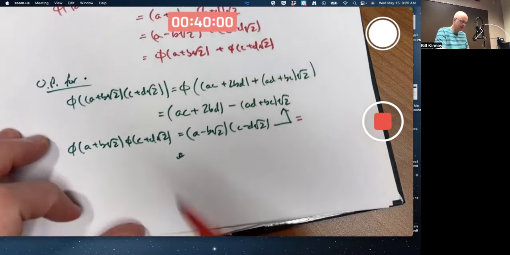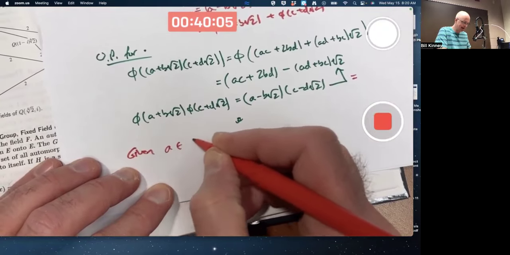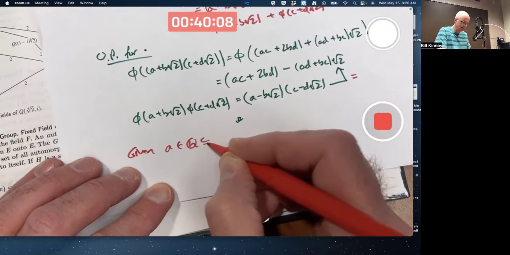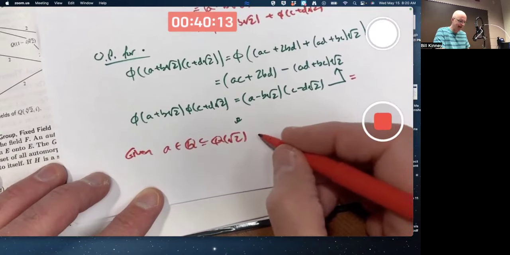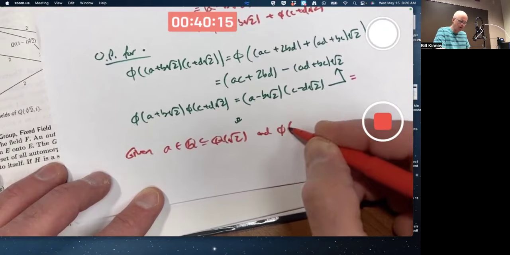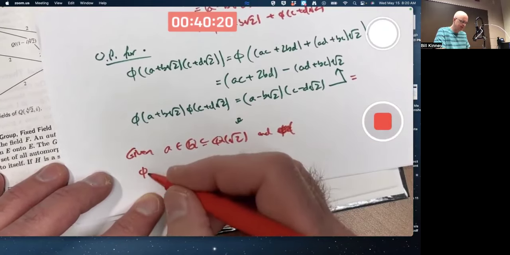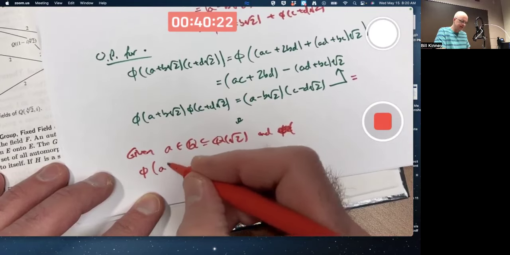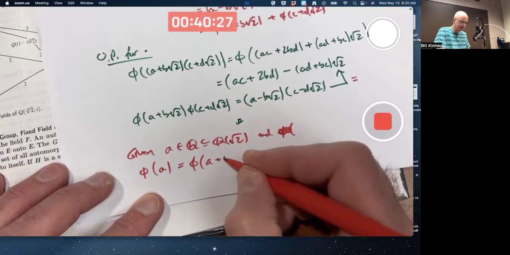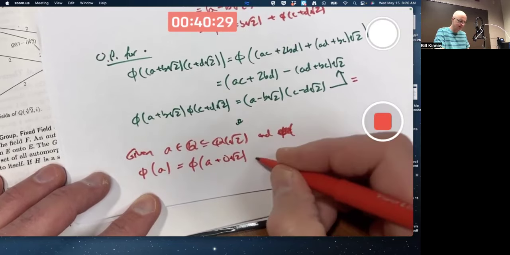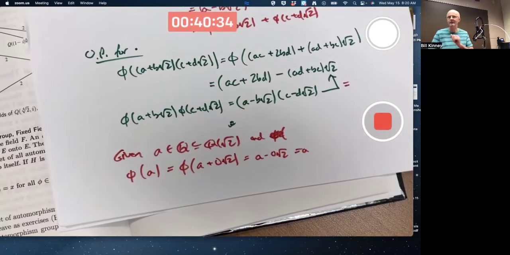Finally, does it fix Q? Given A in Q, which is a subfield of Q adjoin root 2, and phi in the Galois group, well, phi being this function, what is phi of A? Well, use the fact that A can be thought of as A plus 0 root 2 to give you A minus 0 root 2, which is just A. Phi does map A to itself.